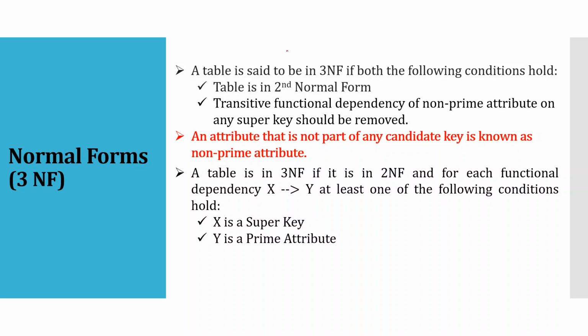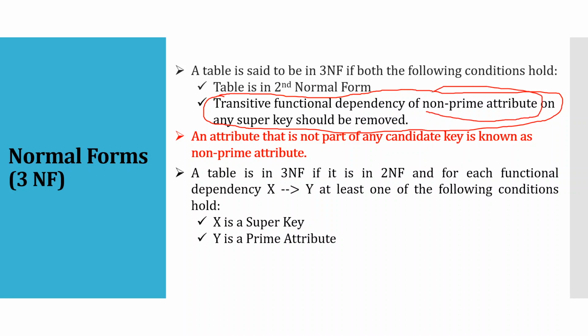Just go and see here. What is the rule? Transitive functional dependency of a non-prime attribute on any of the super keys should be removed, or non-prime attributes should not be transitively dependent on a super key. Non-prime attributes are those that are not part of a candidate key. If we have a transitive functional dependency on these attributes, then they should not be dependent on any of these super keys. So this is what the rule says.